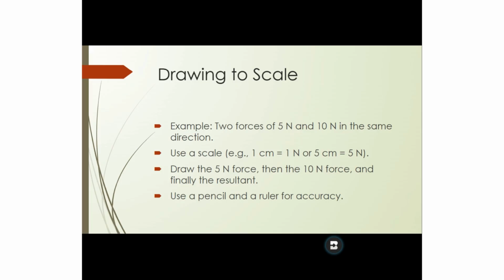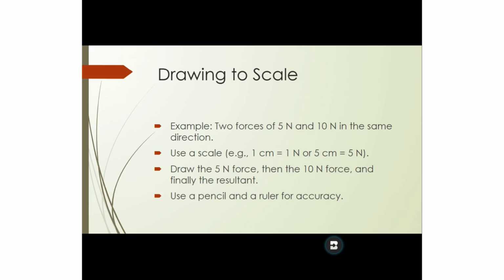We can draw vectors to scale using a ruler and a pencil. For example, if you have two vectors, 5 newtons and 10 newtons, and they're going in the same direction, whether that's up, down, left, or right, then you can use a scale of 1 centimeter to represent 1 newton, or 1 centimeter to represent 5 newtons. Please note that correction: 1 centimeter to represent 5 newtons.